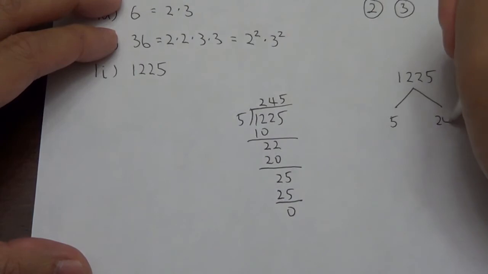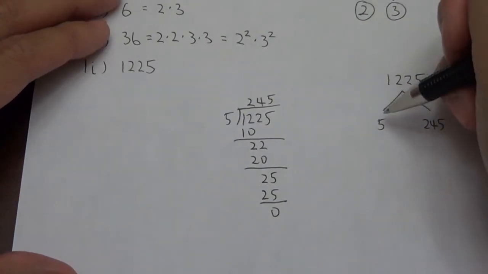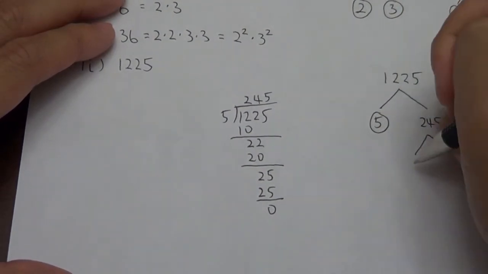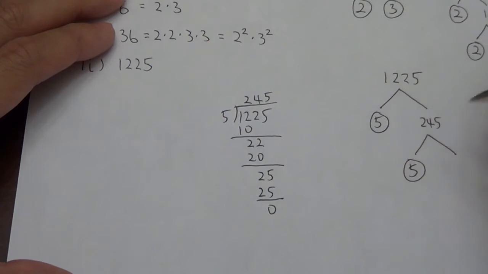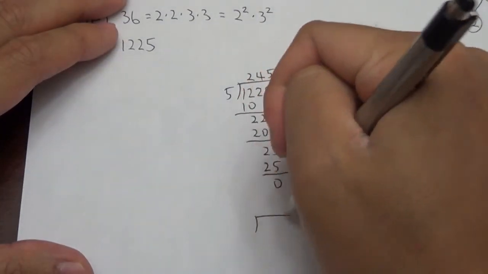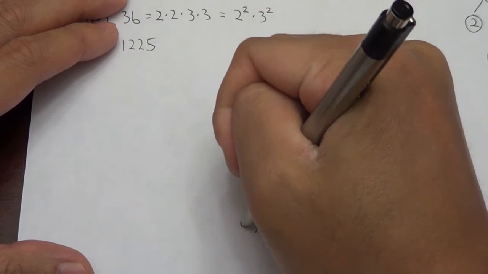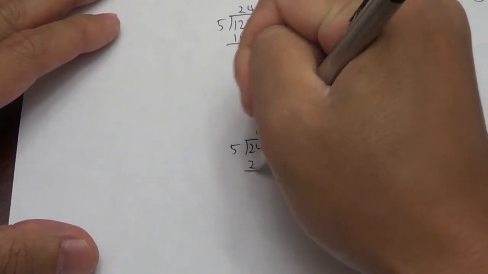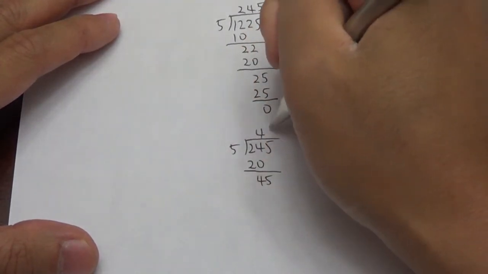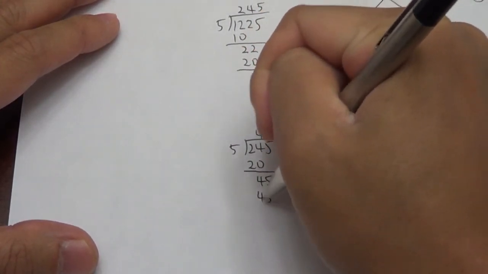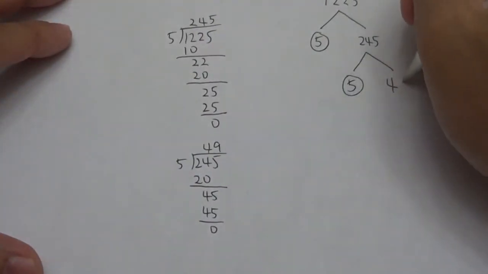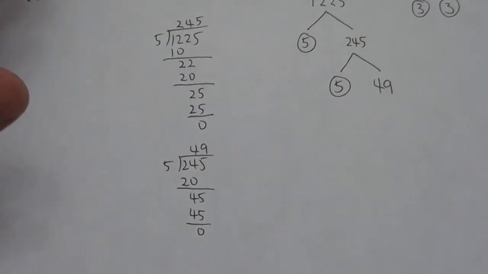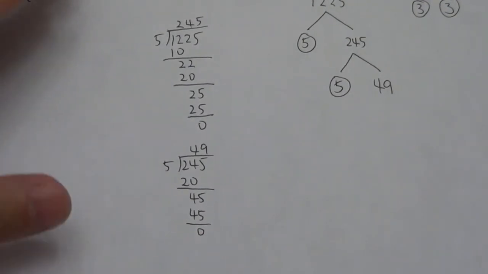Alright, that'll give me 245. I'm going to circle 5 because it's a prime number. Now 245, I can again divide it by 5. Alright, that's a prime number. And now I'll have to find out what that is. Alright, that is 49.